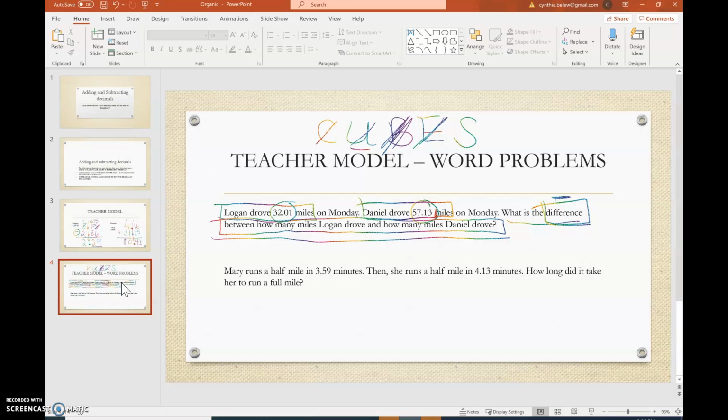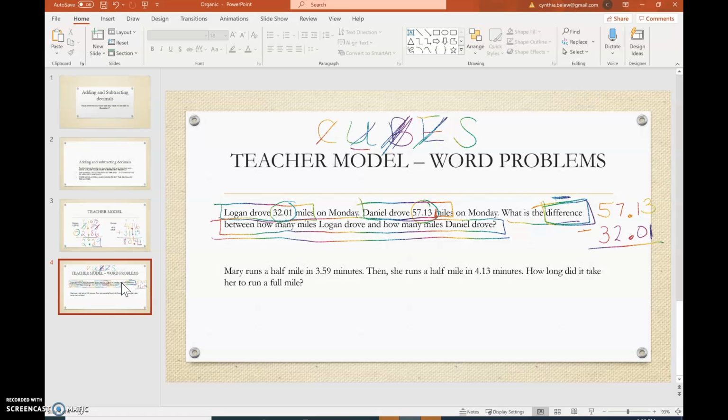I know that difference means subtract. I have to subtract it. I have to start with the biggest number on top, which is 57 1300ths. Then I can subtract 32 1/100ths.